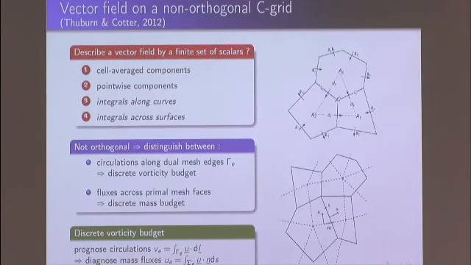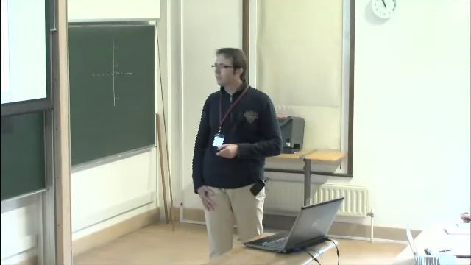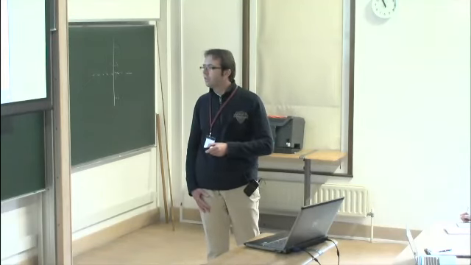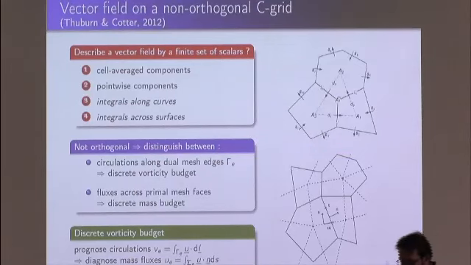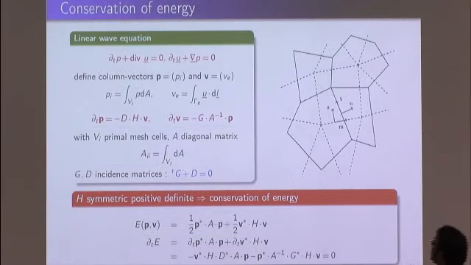If you're orthogonal, you can more or less pretend that they are the same thing, but you cannot when they are not orthogonal. So you make the distinction, and to make your mass budget, you need to compute your fluxes across the primal faces, knowing the circulations along the dual edges. So these are your data, and this is what you want to know. And you want to do that at least consistently and while conserving energy.